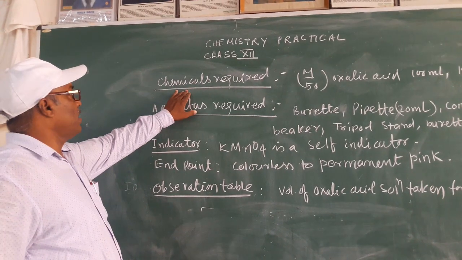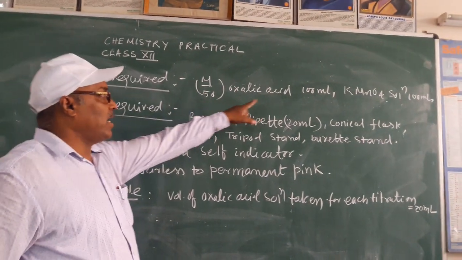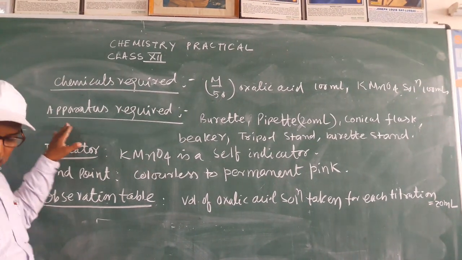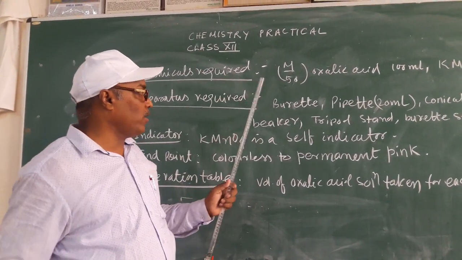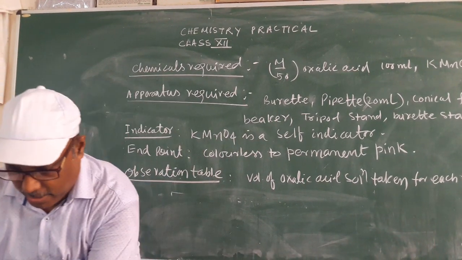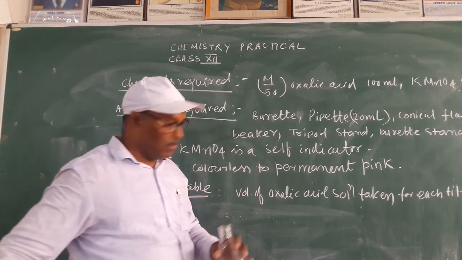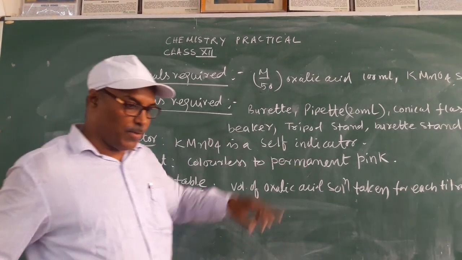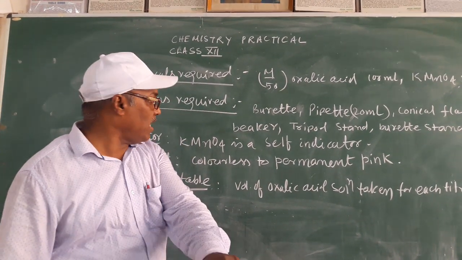Now the chemicals required, 2 chemicals are important. One is M/50 oxalic acid 100 ml and the other is KMnO4 solution 100 ml. Second is apparatus required. Here you see is a burette. This is a burette. Okay, pipette of 20 ml. This is pipette of 20 ml. Then you need to take conical flask. This is conical flask. Okay, this is beaker. Funnel is also required. Tripod stand. This tripod stand is here. Okay, and burette stand is here. This is the burette stand.